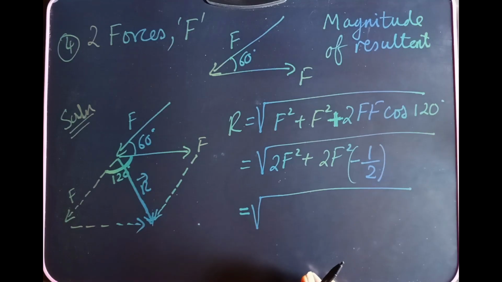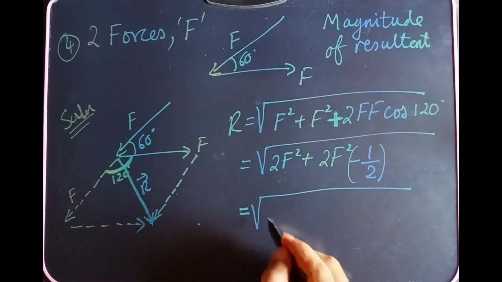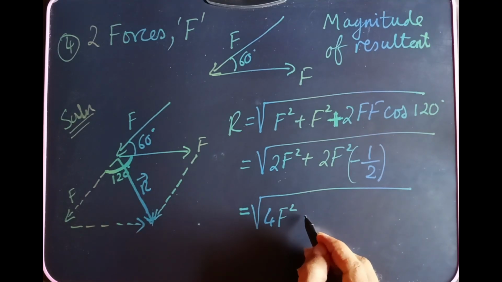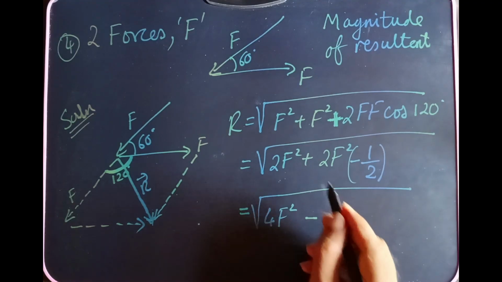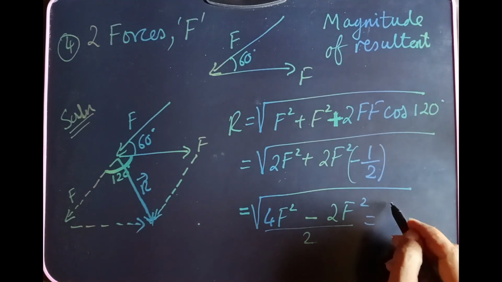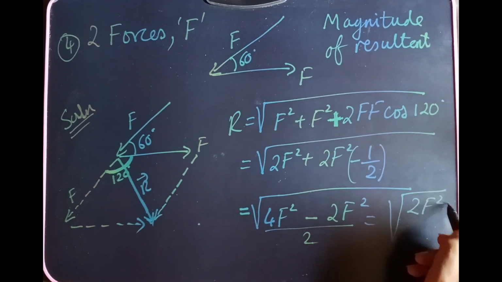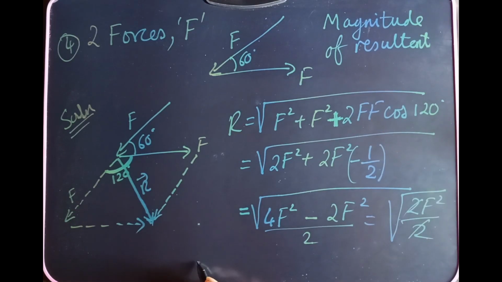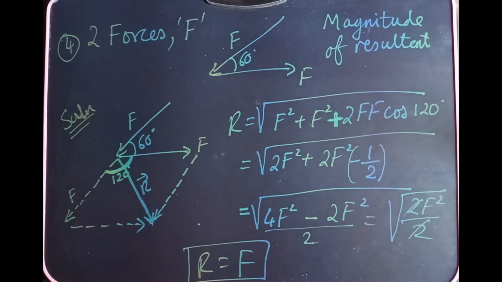what will this square be? How much will this be? You will get 4F square minus 2F square divided by 2. So this will become square root of 2F square divided by 2. 2 and 2 will cancel. So R will become equal to F. Right? When you have two equal forces at 120 degrees, then the resultant will also be equal to F.